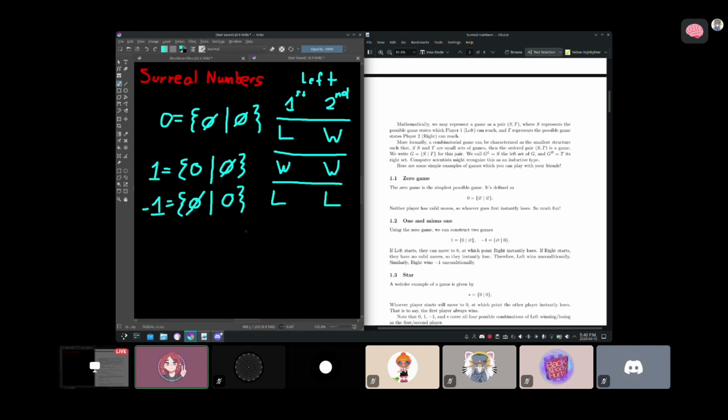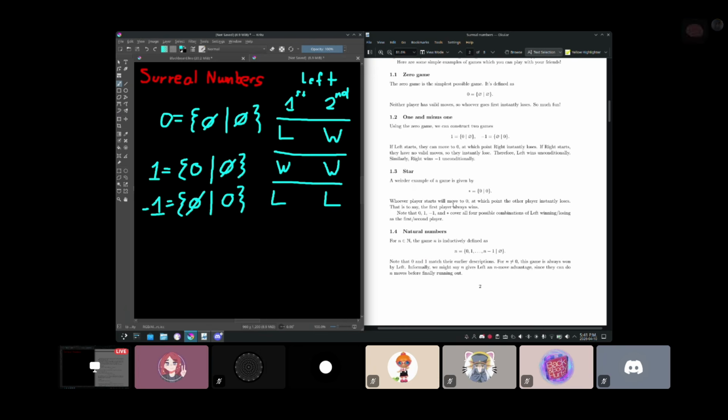And now for the last one, which is a weird outcome, we have to define this game, star. Star is going to be the game where both the left player and the right player have a move to 0. So what happens here? I don't know, anyone want to play this one with me?